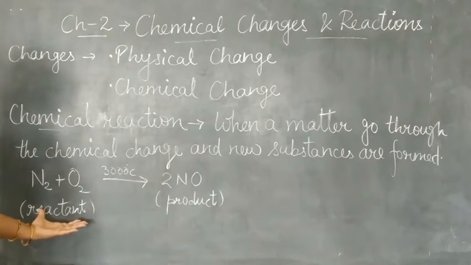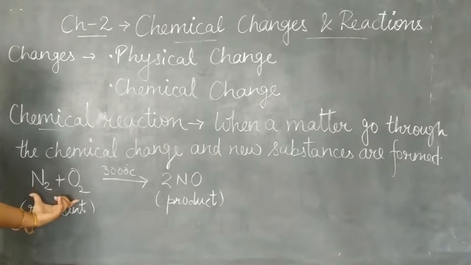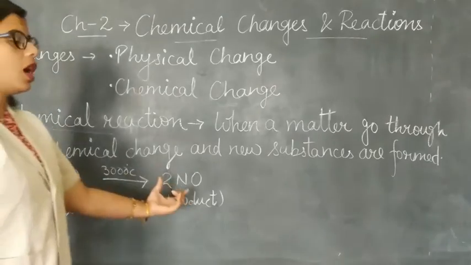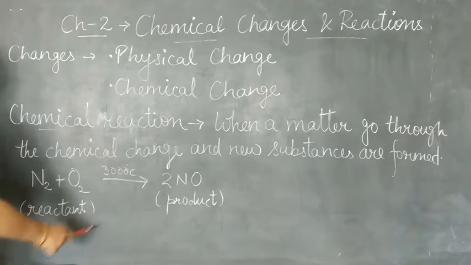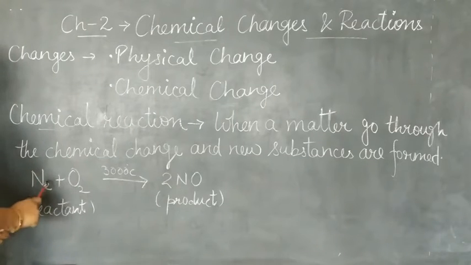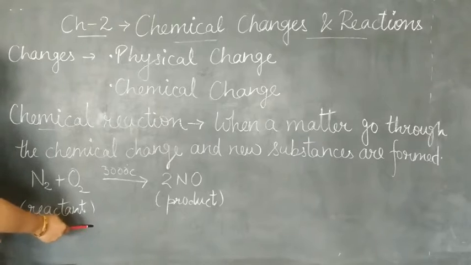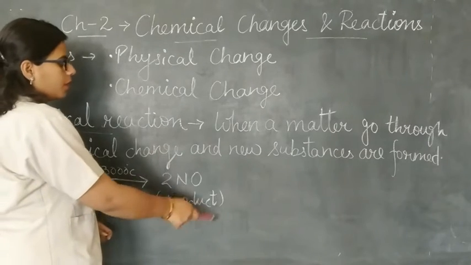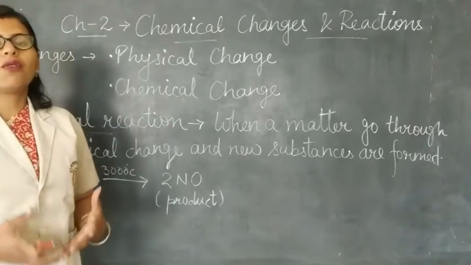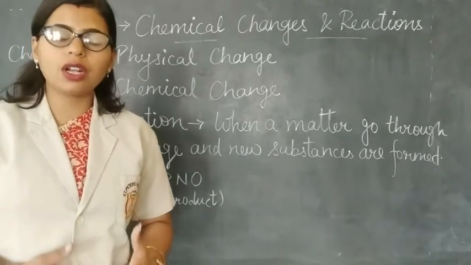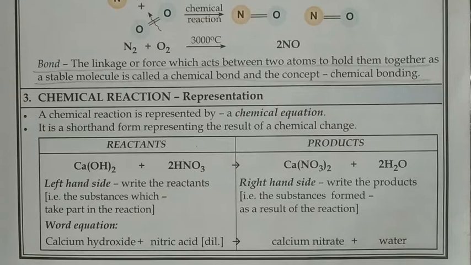So in this way, you see that the two elements combine together to form a new substance. The atoms or elements which are reacting with each other are called reactants, and the product portion is the substance formed after the chemical reaction or chemical change.